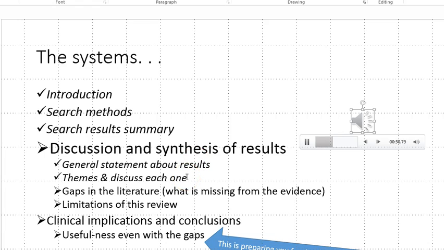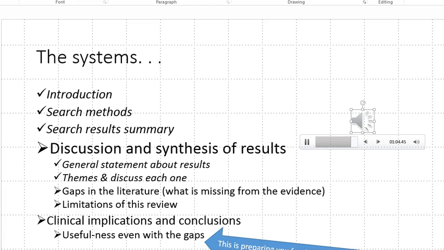However, two additional things should also be included in the discussion and synthesis of results, and those are the gaps in the literature, what was missing from the evidence when you did your search, and limitations of the review. Usually when people write literature review papers, they briefly discuss what the limitations of their particular search might have been. Also just want to address briefly how to incorporate these latter two items into the clinical implications and conclusions section.